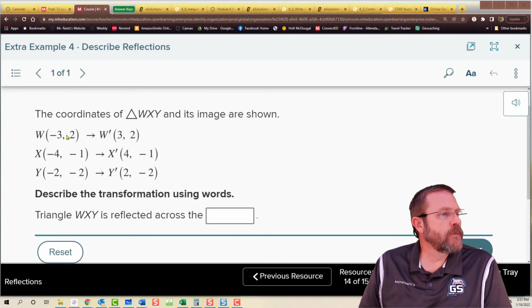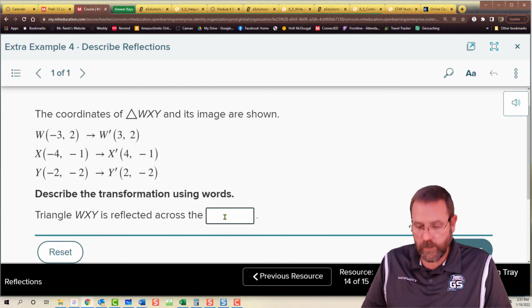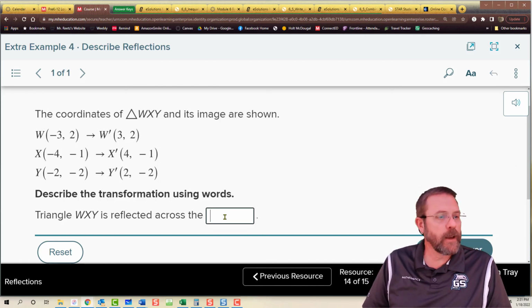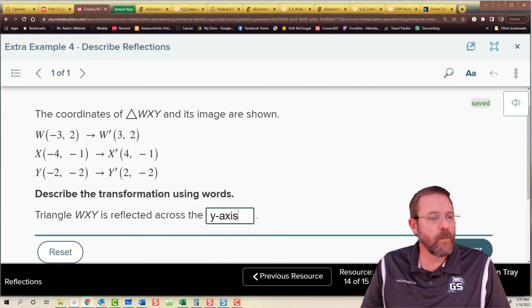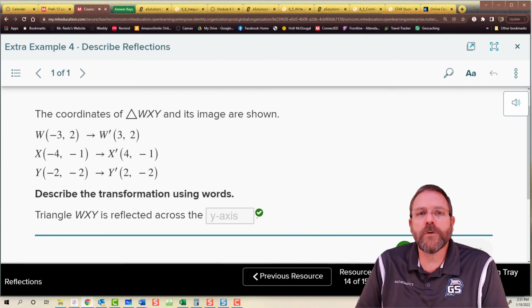Alright, looking at this, I see that the x values became opposites, while the y values stay the same. That means since the x is the one that's opposite, we're reflecting it across the y-axis. So I'm going to type it as y-hyphen-axis. That's the way it's normally spelled. Check, and it's checked. That's all there is to doing these.